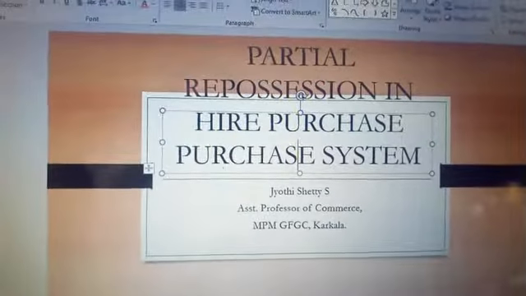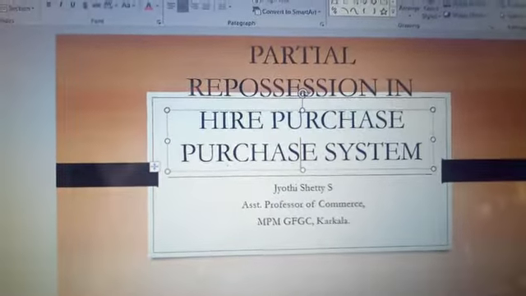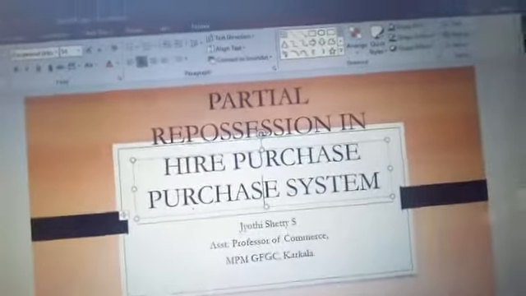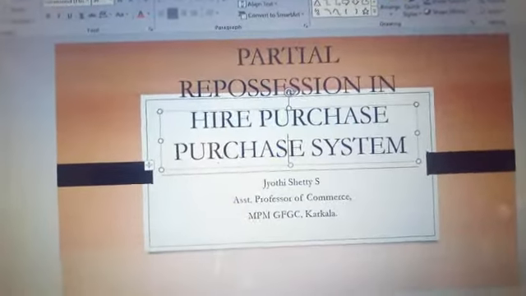Today we'll discuss the problems on partial repossession in hire purchase system. Let us discuss the fourth problem. Just go through the fourth problem.